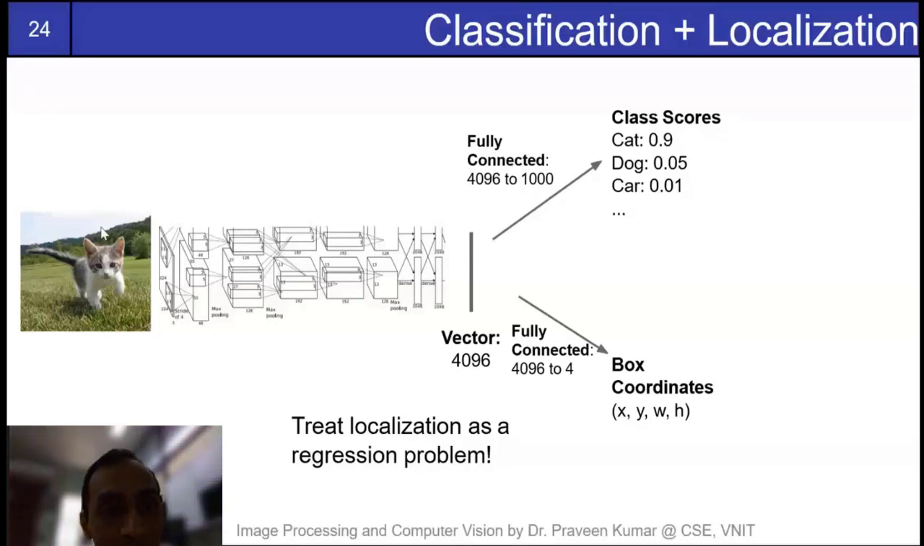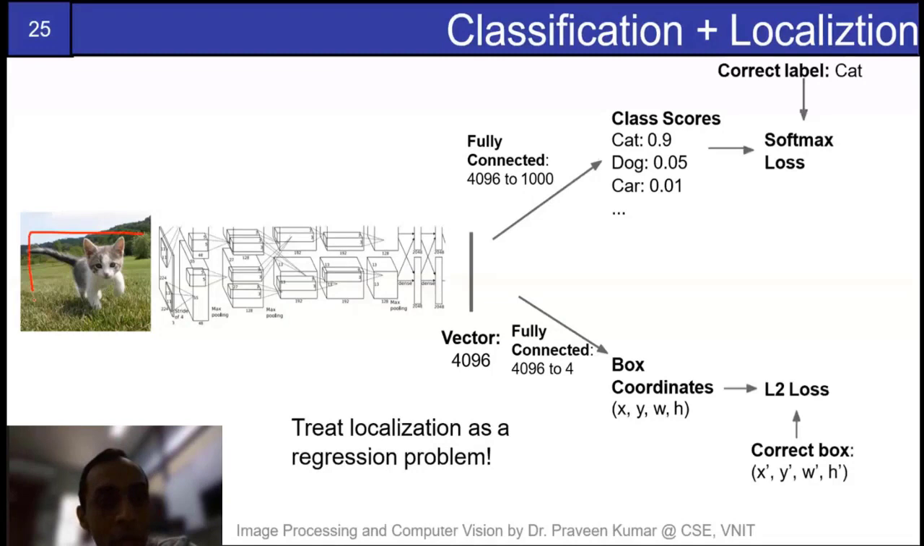Now to get the localization, we need a bounding box around this particular object. So we need to predict the location of this bounding box. For example, we need to predict the x, y coordinates of the center of this bounding box, and the width and the height of this bounding box. So we need at least these four values to be predicted. So how can we do that?